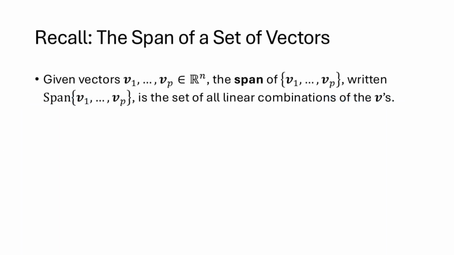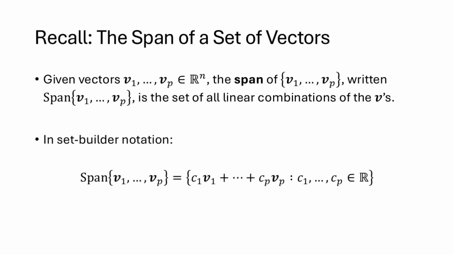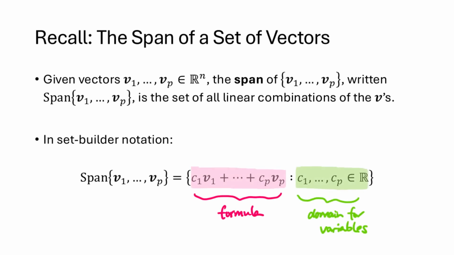Now, one important example of a subspace is the span of a set of vectors. We first learned about span back in lecture 9, and so remember the definition of span. The span of a set of vectors is the set of all possible linear combinations of those vectors. We can write this in set builder notation using a form description. Notice that before the colon I have a formula for the elements of my span, which is a generic linear combination of my v vectors.